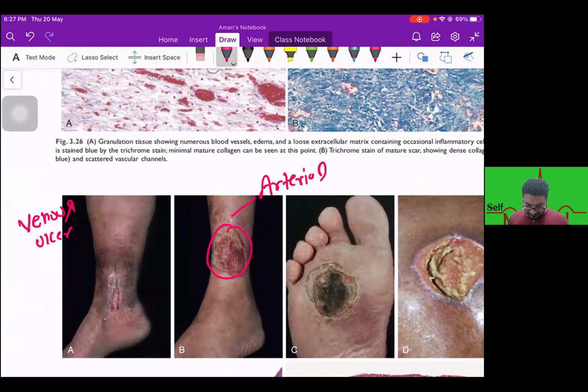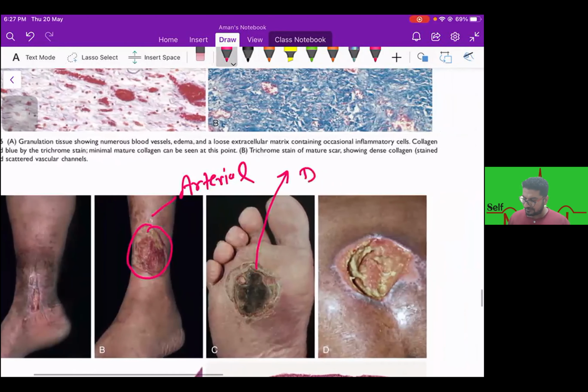This will be an arterial ulcer, right? Understand this: an arterial ulcer will have more extensive necrosis. And third, you can see the ulcer will have dry skin and dead tissue. This is an ulcer seen in diabetes patients, so I can say this is a diabetic ulcer.